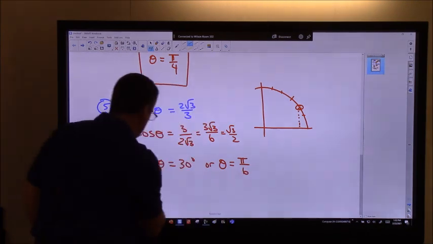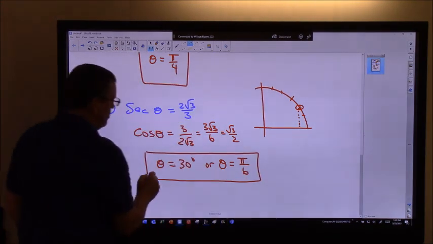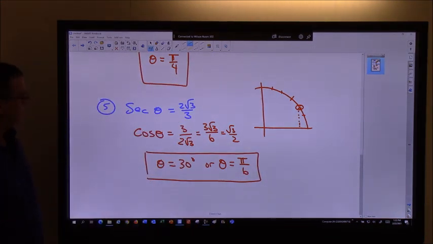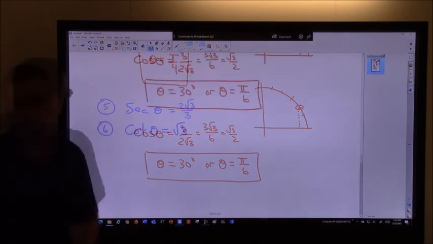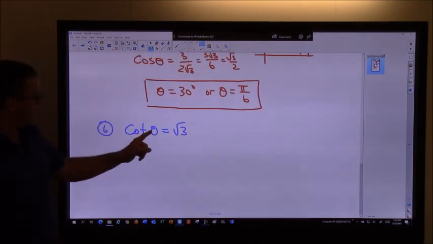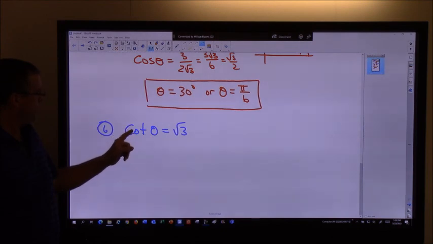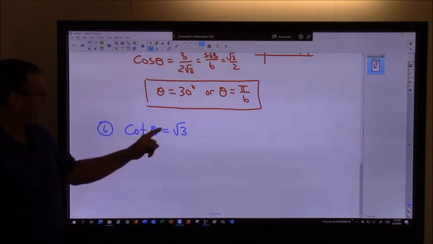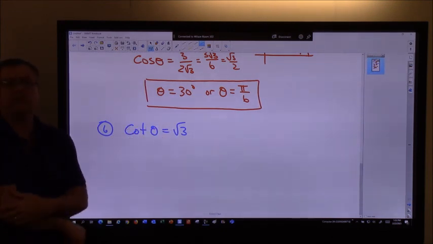All right, let's try one more. All right, so we're just solving for theta. We want to know, where does the cotangent of what angle, where does that equal root 3? You guys go ahead and try it.